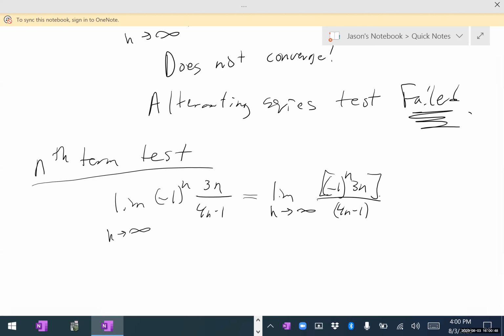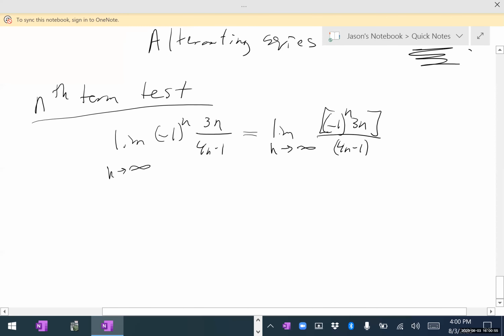Okay, let me just play around with this a little bit. I know what happens to this, and I can kind of prove it intuitively. What happens to this? This is going to oscillate back and forth. It's going to be equal to (-1)^n times 3/4, because we can focus on this part. This part is going to converge to 3/4.